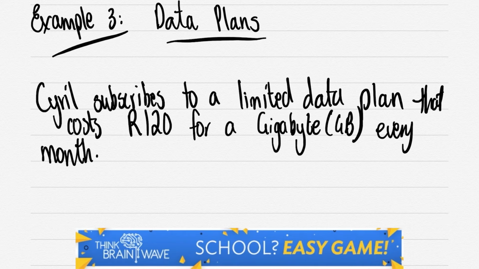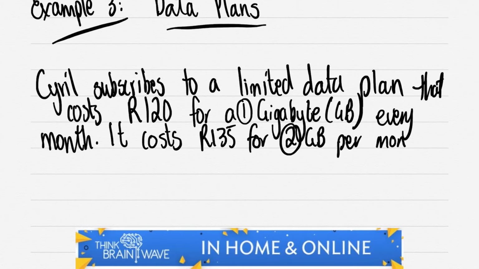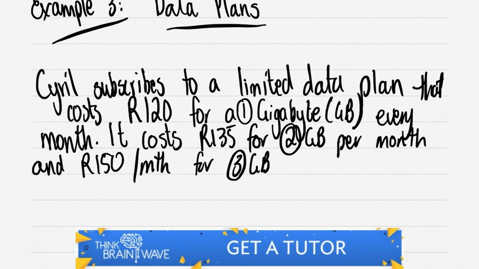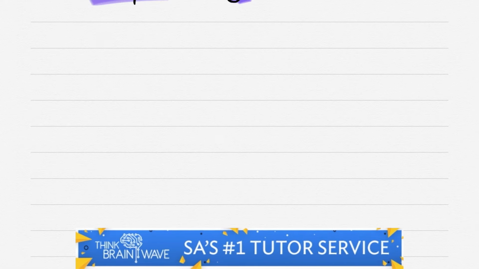Cyril subscribes to a limited data plan that costs 120 Rand for a gigabyte. It costs 135 Rand for 2 gigabytes per month and 150 per month for 3 gigabytes. Let's highlight those numbers just to make it clear. It's always a good trick in a test.